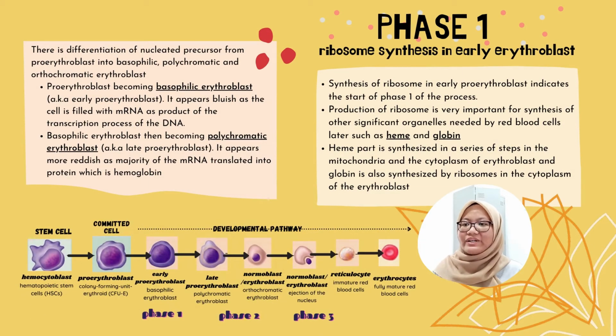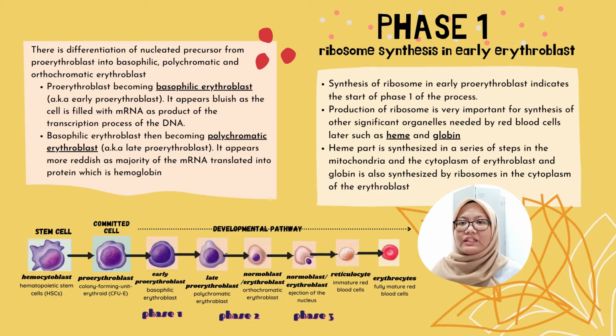Okay, let's see phase 1. One thing that is highlighted in phase 1 is ribosome synthesis in early erythroblast. So there is differentiation of nucleated precursors from proerythroblast into basophilic, polychromatic, and orthochromatic erythroblast. We can refer to this flow down here. Basophilic turns into polychromatic and then turns into orthochromatic erythroblast. So proerythroblast becomes basophilic erythroblast.